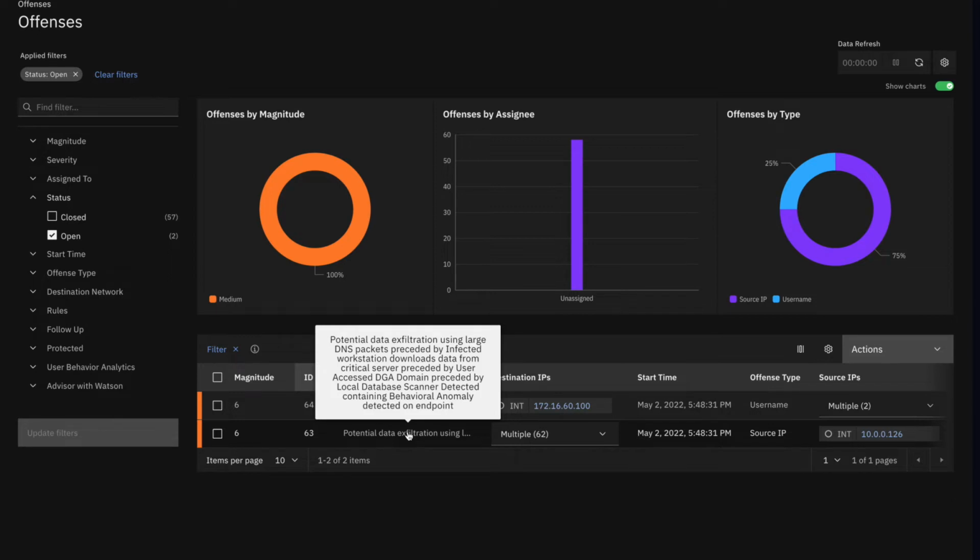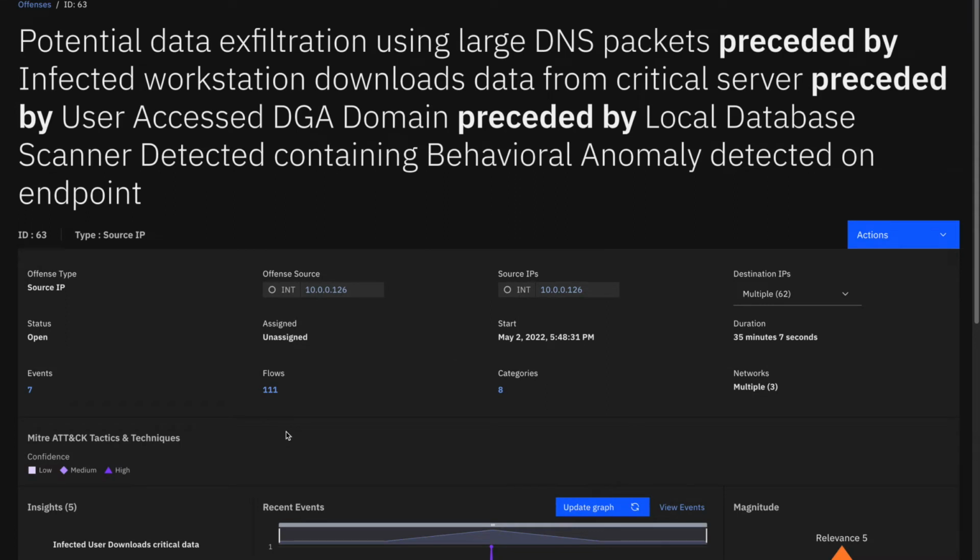QRadar is able to essentially use its behavioral sense to look into the data and the analytics to say all of these events and flows are happening on one endpoint, so therefore I'm just going to create one offense for my analyst. So let's drill into the offense, and essentially what we see is great volume of insight.